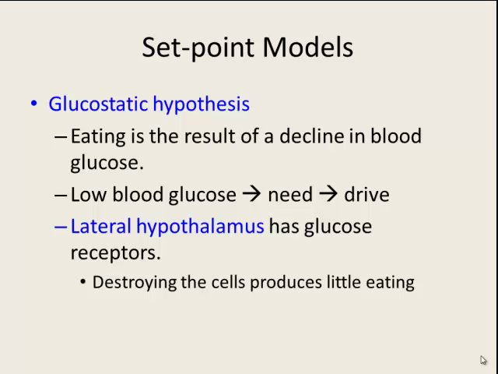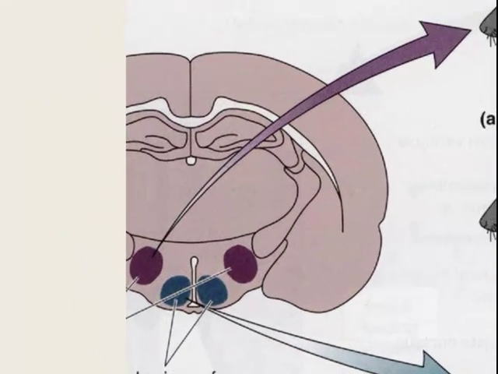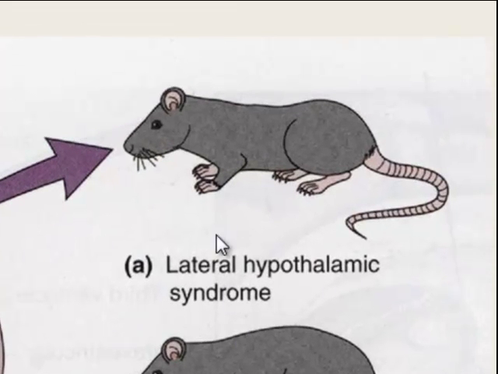The glucose almost acts like a neurotransmitter. Destroy the cells in a rat, for example, and they don't have the motivation to eat. They might have a motivation to eat some sugars, but they really will get quite skinny. So here's kind of a picture of the hypothalamus. If you destroy the lateral hypothalamus, you get what's called lateral hypothalamic syndrome, and the rat gets very skinny, stops eating, stops having the motivation to eat.